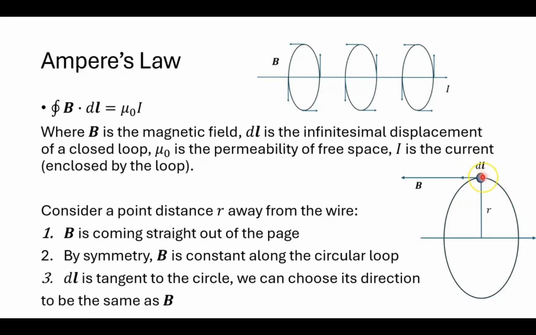And also this dl is tangent to the circle. Because it's a displacement, it should always be tangent to the path. And we can choose its direction to be the same as B. This is just an arbitrary direction. We can choose it either into or out of the page. For simplicity, we will just choose it to be out of the page, the same direction as the magnetic field.